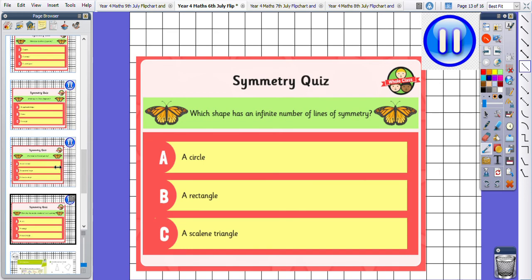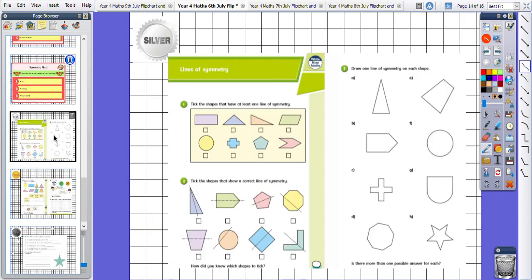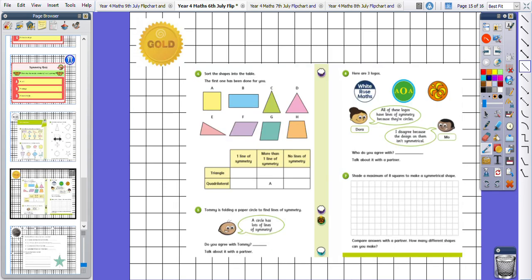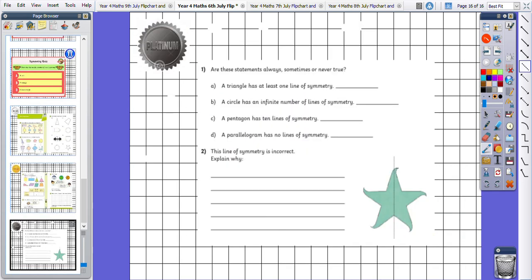And finally, which shape has an infinite number of lines of symmetry? A circle, a rectangle, or a scalene triangle? It is a circle. Well done if you got all of those correct. Today for silver you are completing questions 1 through to 3. Gold, questions 4 onwards. And for platinum, you have two problem solving questions to have a go at here.